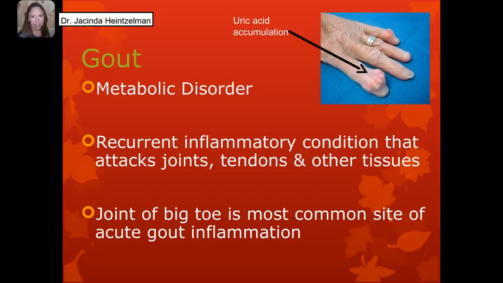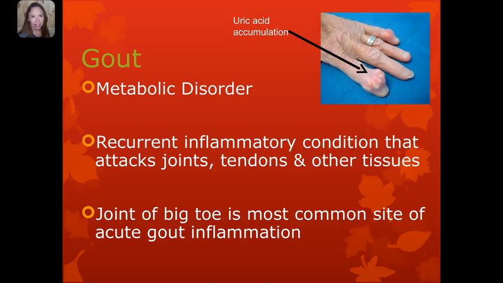Another condition that can affect the musculoskeletal system is gout. This is an inflammatory condition, and what it will do is attack the joints, tendons, and other tissues. The most common site where we see gouty arthritis, which is another term they use for gout, is the joint of the big toe.